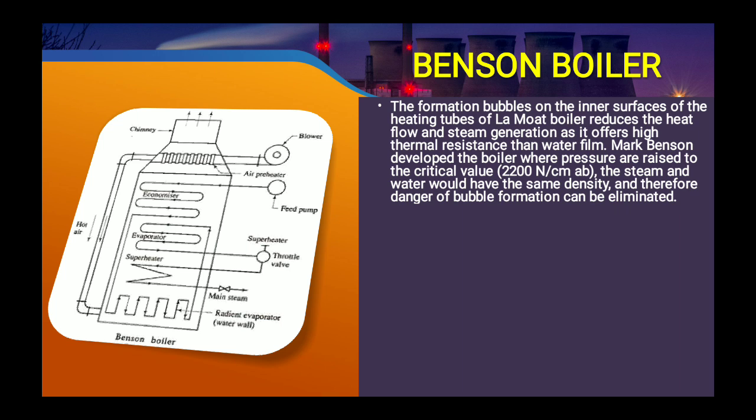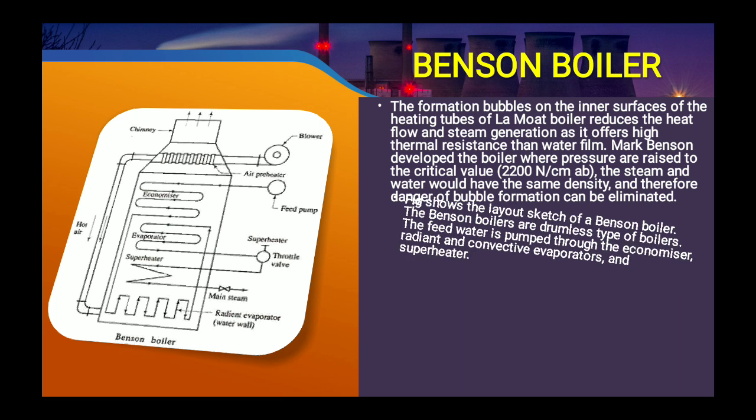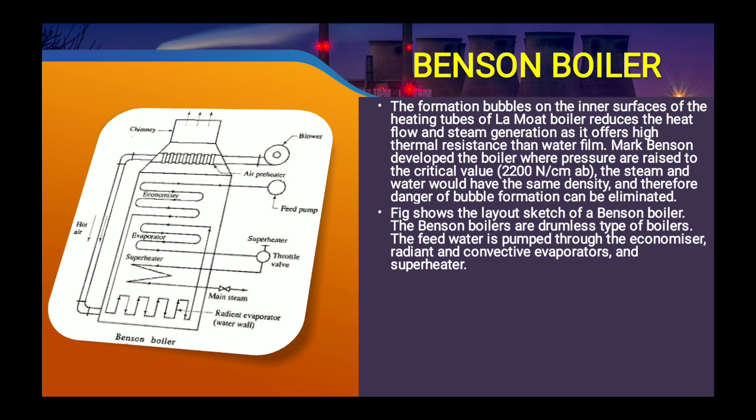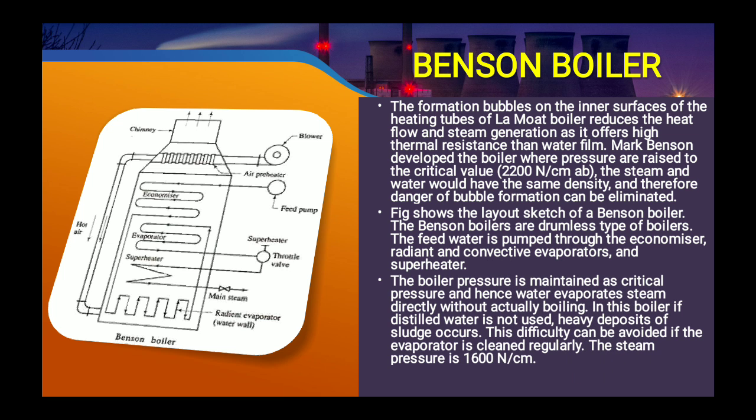Mark Benson developed the boiler where the pressure is raised to the critical value, that is 2200 Newton per centimeter square. The steam and water would have the same density and therefore the danger of bubble formation can be totally eliminated. So you can see here the figure or layout of the Benson boiler. The Benson boiler is of the drumless type. No storage drum is provided in this boiler. The feed water is pumped through the economizer, radiant and convective evaporators and superheater. And the boiler pressure is maintained at the critical pressure, as I have already said.